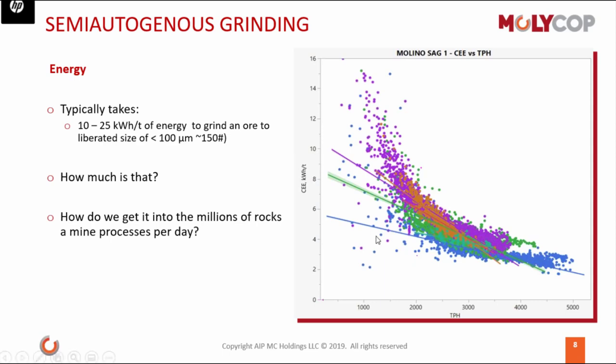You can see in the graph, for example, you have a high throughput around 4,000 tons per hour. The specific energy consumption is around 3 kilowatt-hours per ton. But you're going to have a lower throughput around 2,000, and the specific energy consumption could be 8 kilowatt-hours per ton. So depending on the ore, you are going to get a different specific energy consumption. And that is one of the important key factors that you have to determine in your operation.